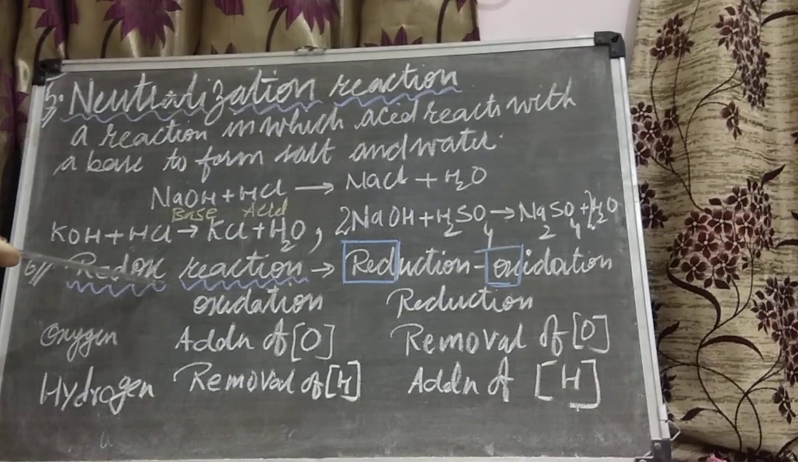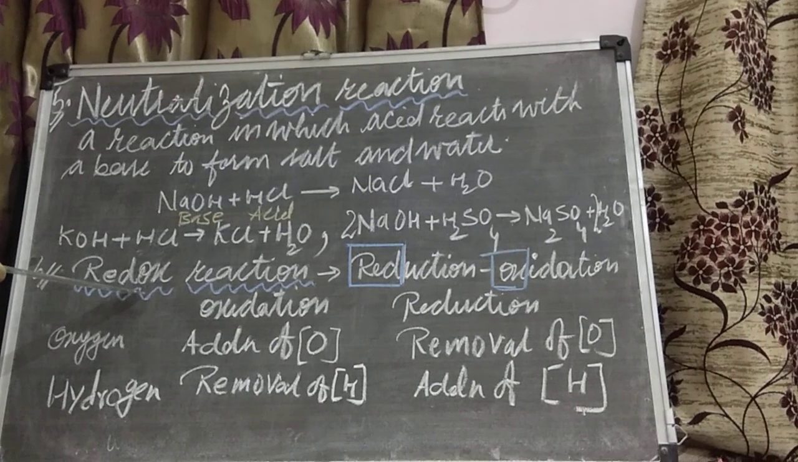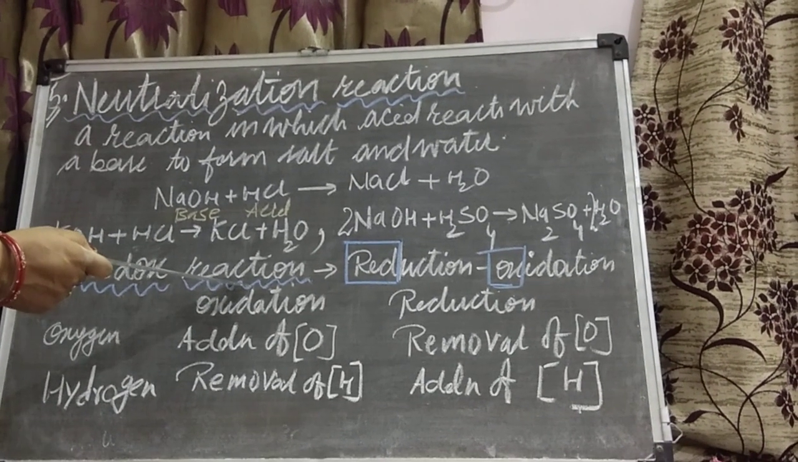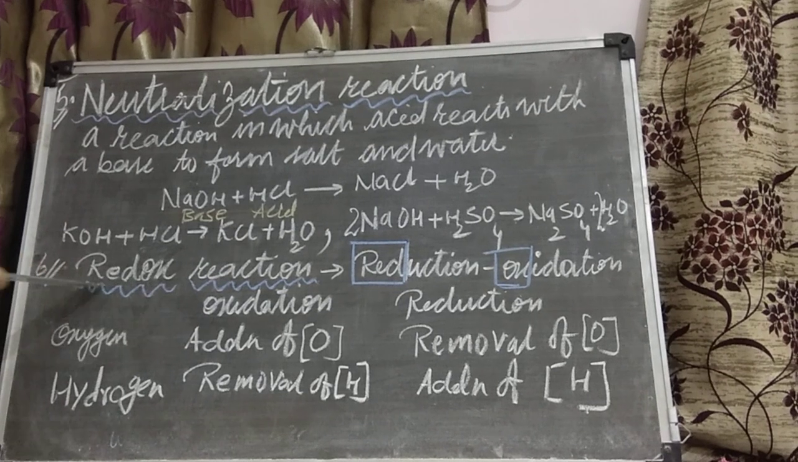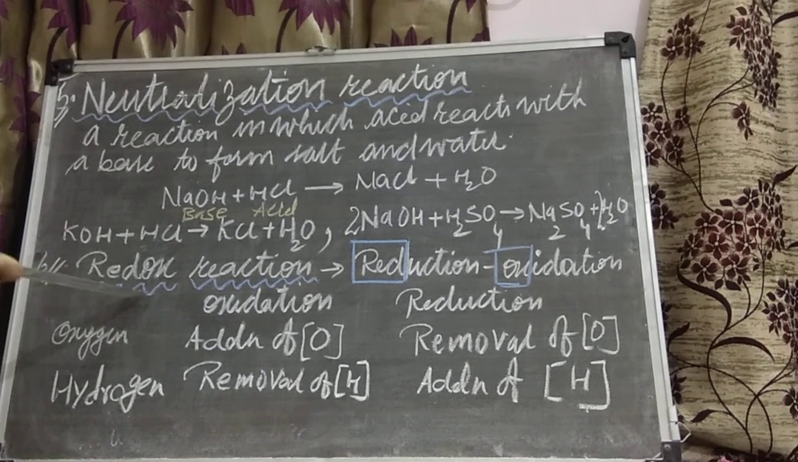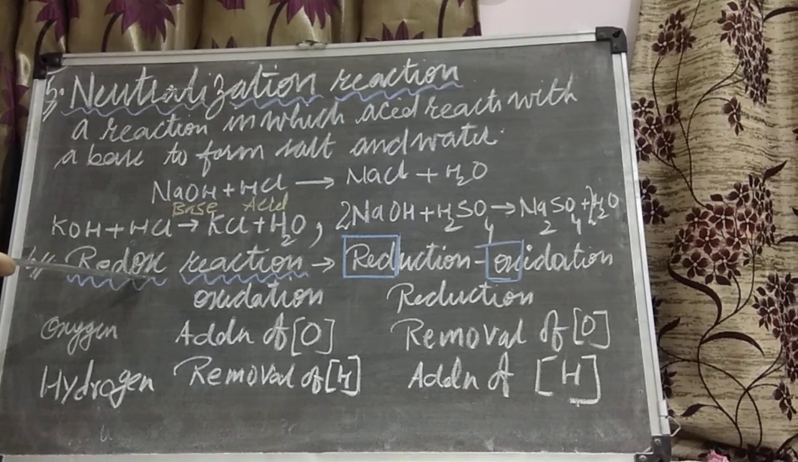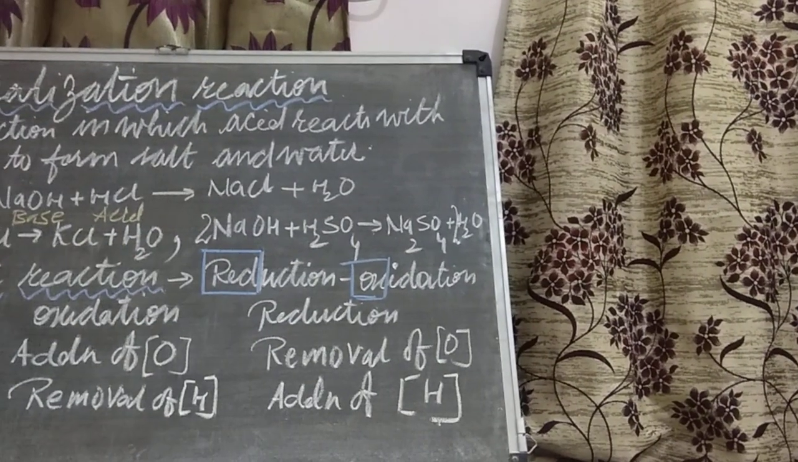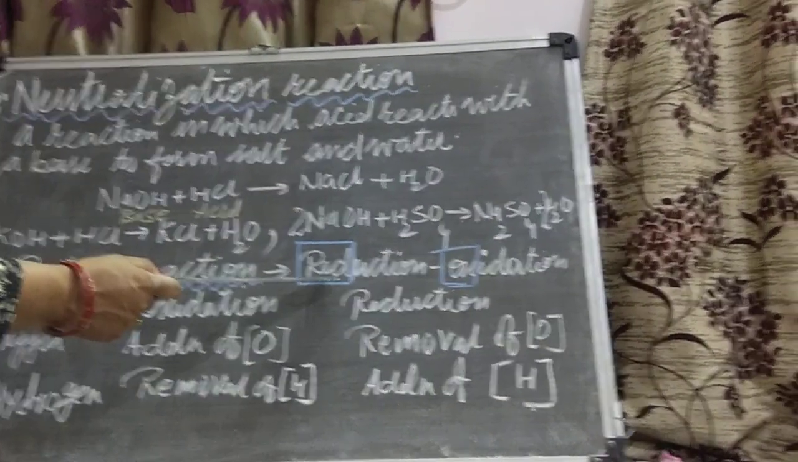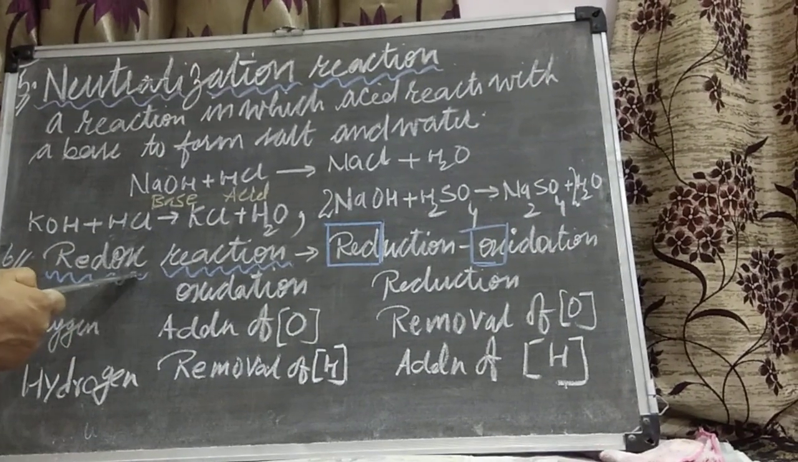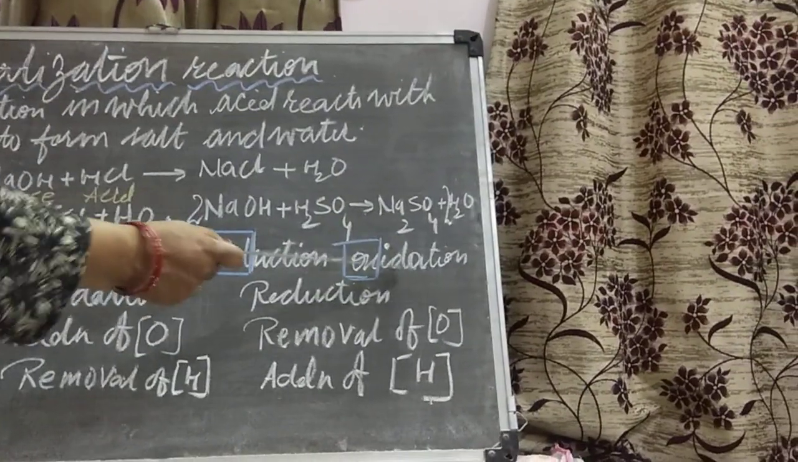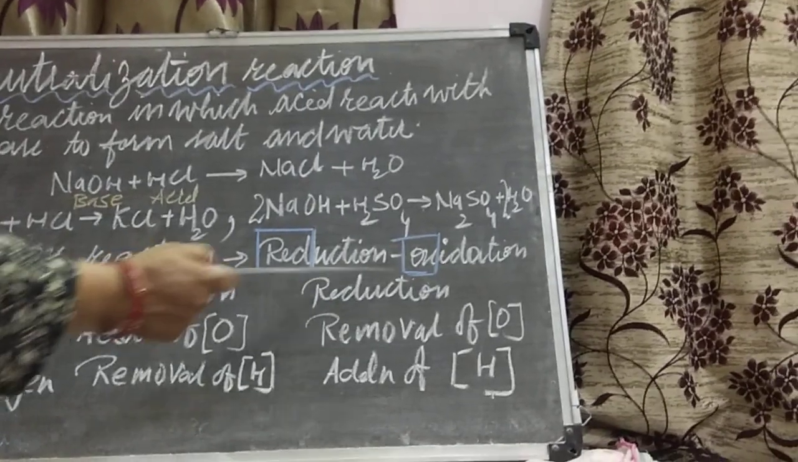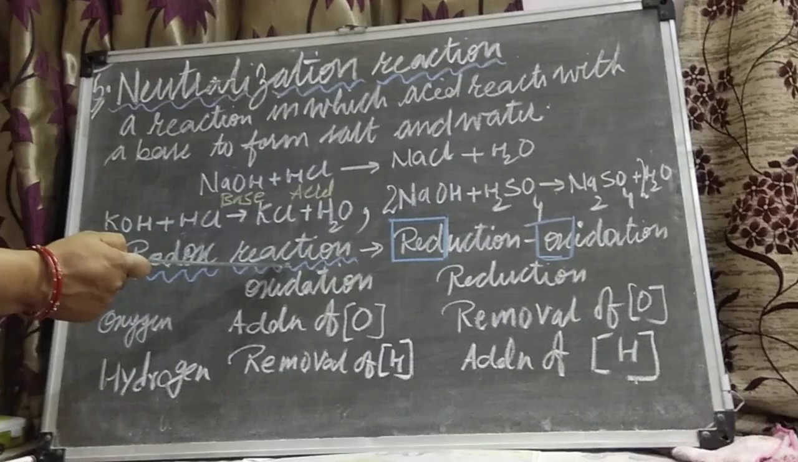Now, the next set of reactions, very, very important. One question will definitely be there in the board exam from this redox reaction. What is the meaning of this word redox? Actually, it is a combination of two words. What are the two words? Reduction and oxidation. So red is from reduction and ox is from oxidation. So the combination of reduction and oxidation is called redox reaction.